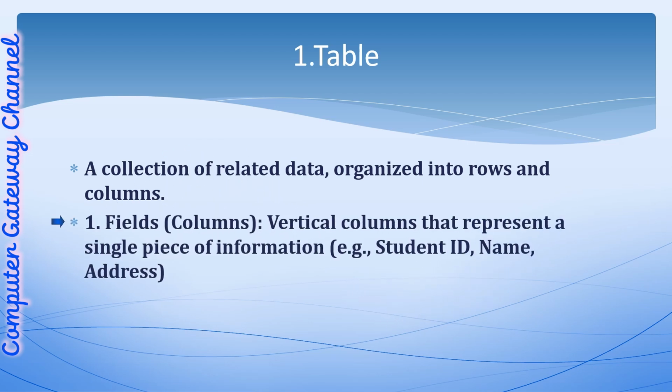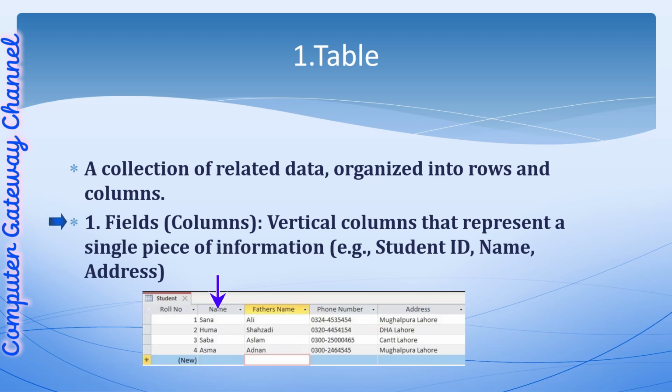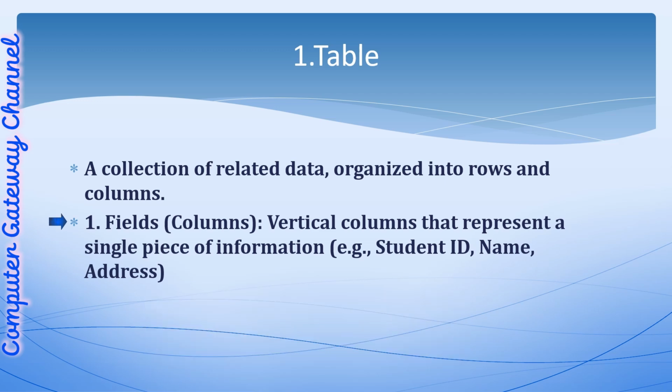The first is field. Fields are also called column headings. Fields are the vertical columns that represent a single piece of information. Each field must have a unique name and a data type. For example, student ID, name, address.